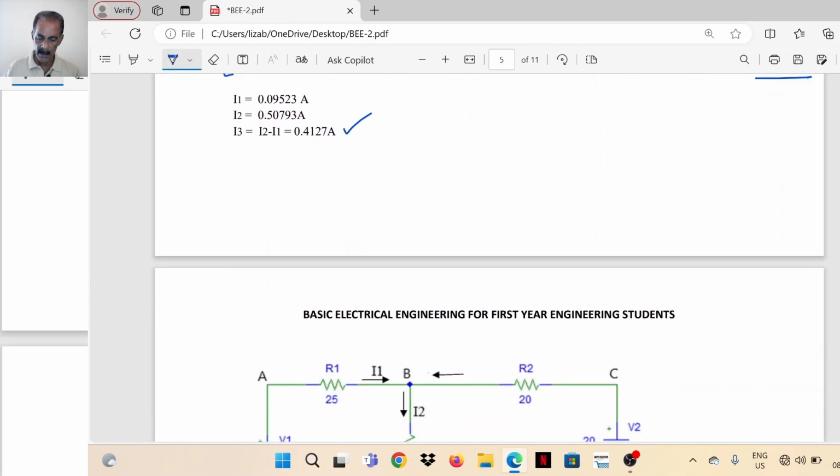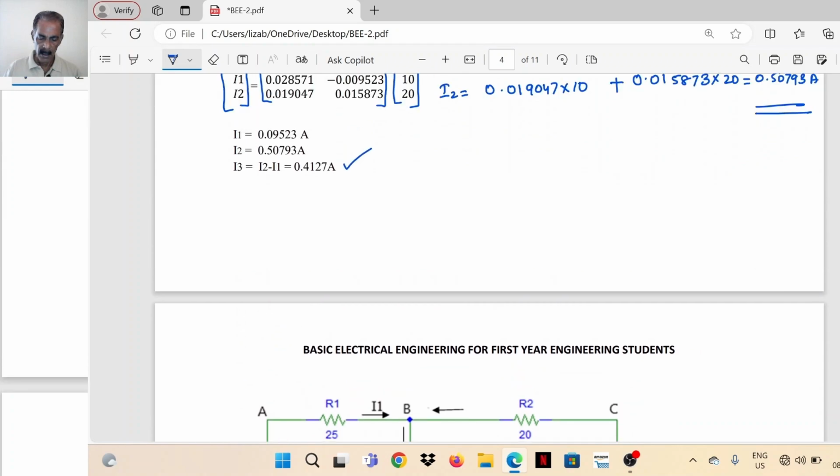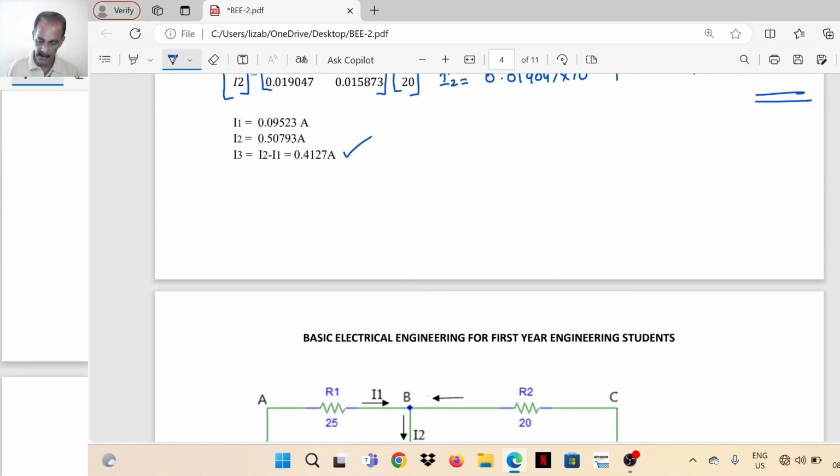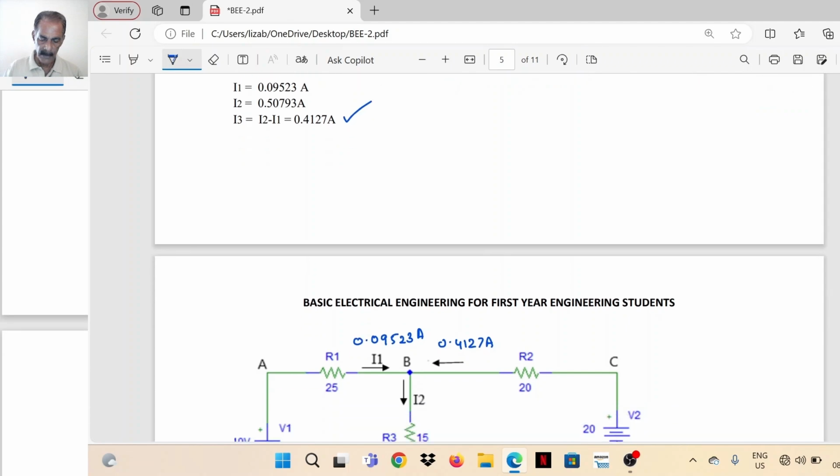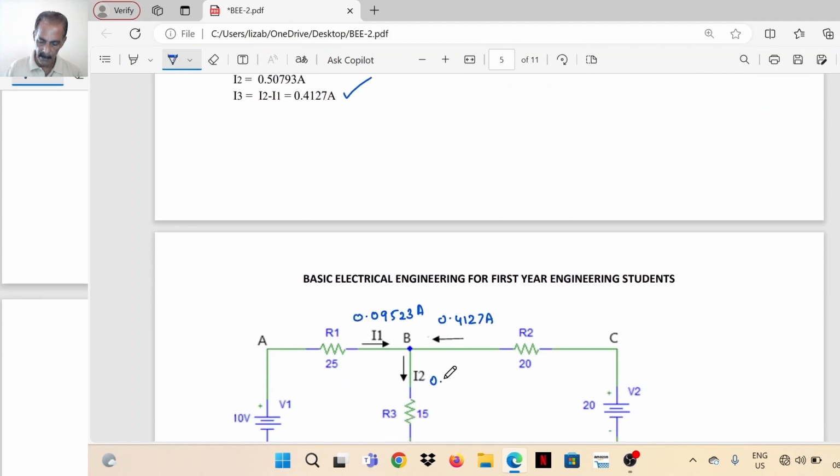So we can mark the currents. I1 is 0.09523. I3 is, this current is 0.4127 ampere. I2 is 0.50793. These are the currents in different branches.